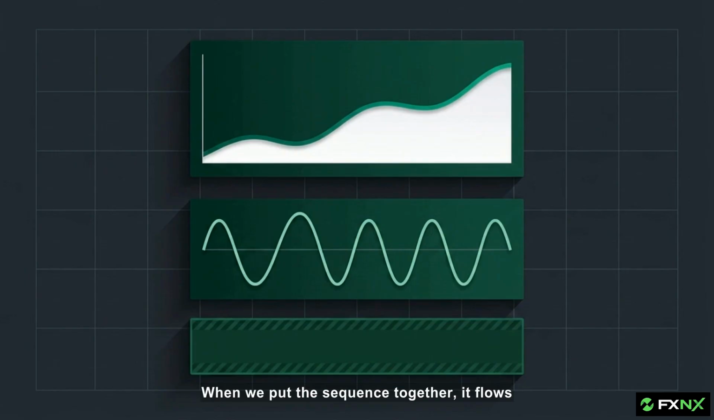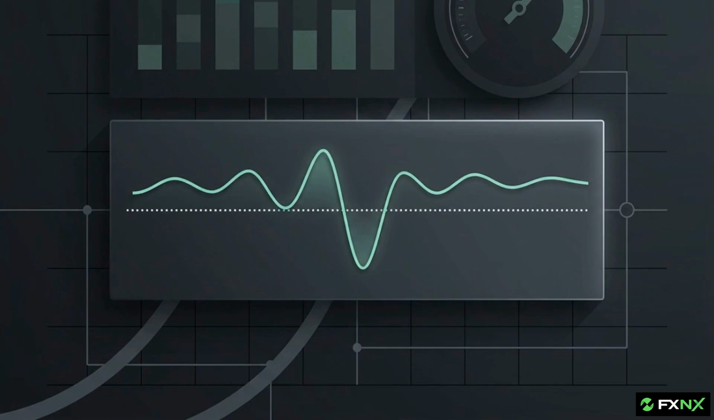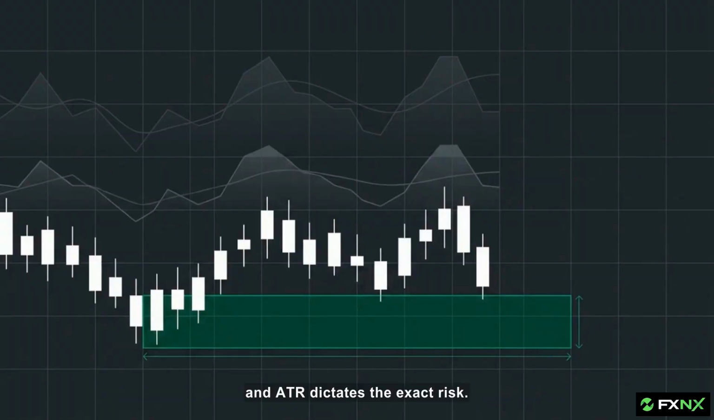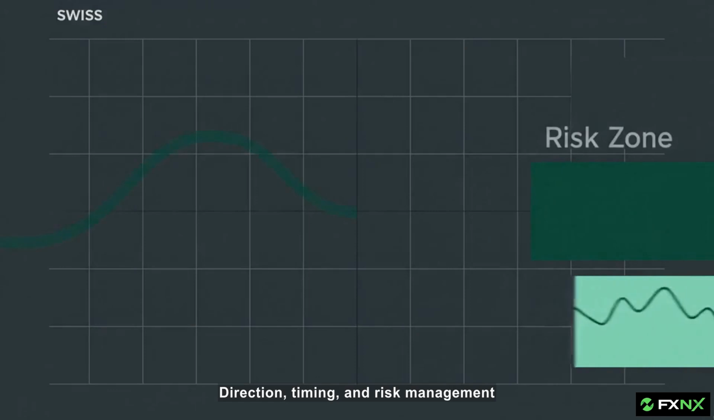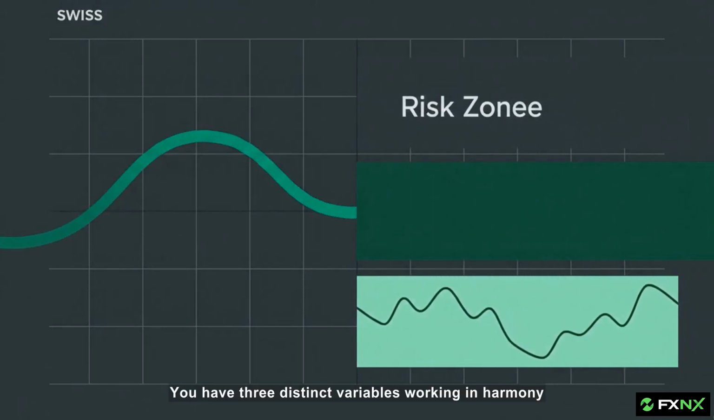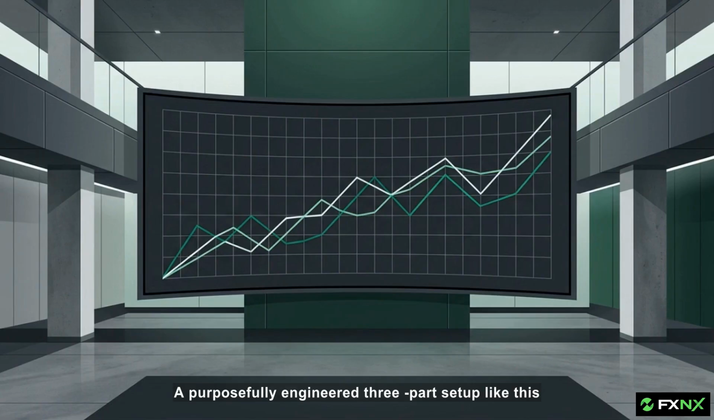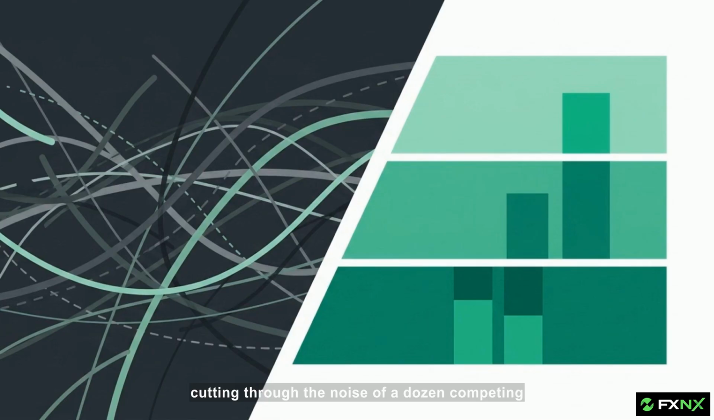When we put the sequence together, it flows logically. The trend line permits the position, the RSI pinpoints the precise entry, and ATR dictates the exact risk. Direction, timing, and risk management are all processed seamlessly. You have 3 distinct variables working in harmony without a single overlapping mathematical data point. A purposefully engineered 3-part setup like this provides a clear, actionable view of the market, cutting through the noise of a dozen competing, redundant indicators.